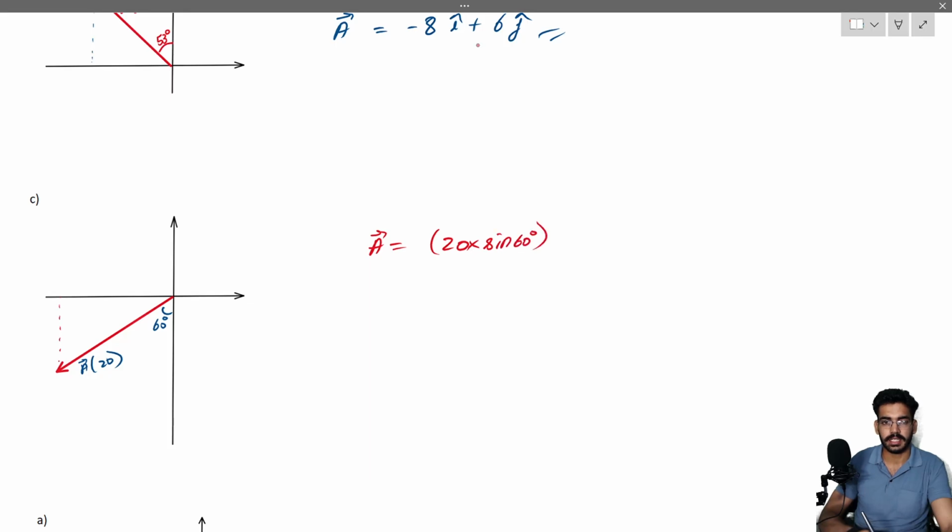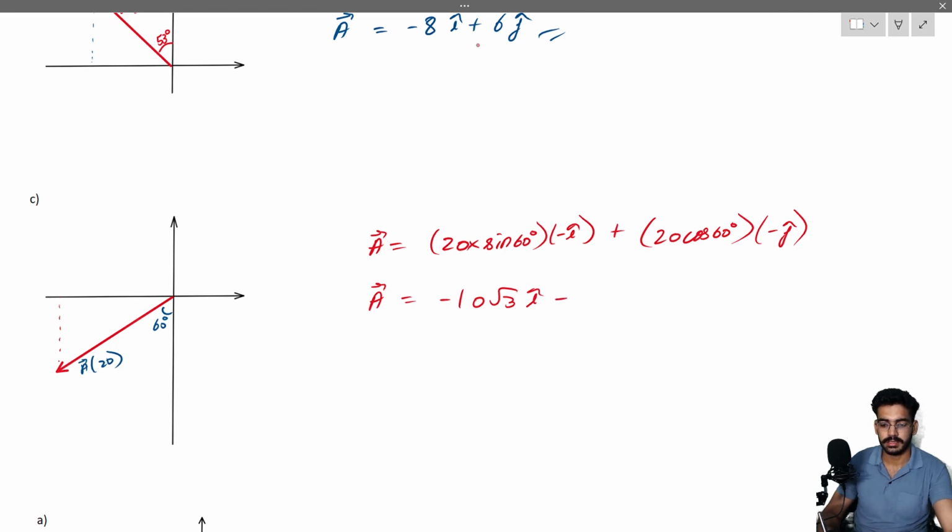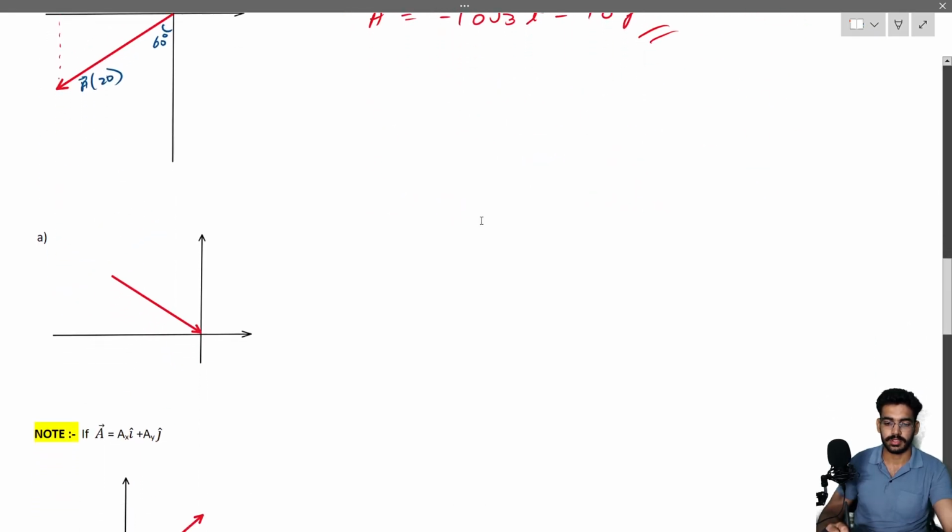Now it is minus I cap direction, so minus I cap. Plus 20 cos 60, right? And this is minus j cap direction, right? This is minus j cap. So I can write a vector is equals to minus 10 root 3 I cap minus 10 j cap. Okay, this is your answer. I hope this is clear. Now next question is little bit more tricky.